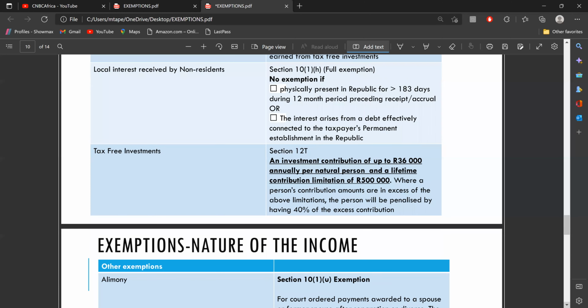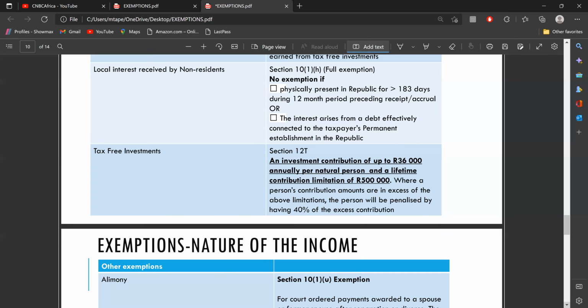Then there's tax-free investments in terms of section 12T. An investment contribution of up to 36,000 Rand annually per person and a lifetime contribution limitation of 500,000 Rand. So these thresholds, the annual threshold, change every year. So just double check if it's still 36,000 Rand this year. But the lifetime contribution limitation is 500,000 Rand, right?